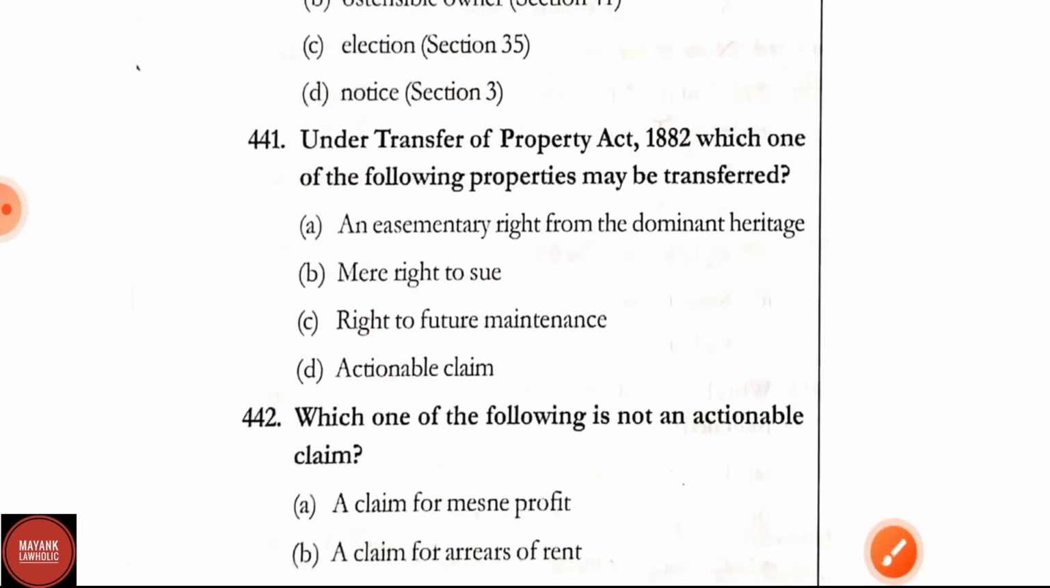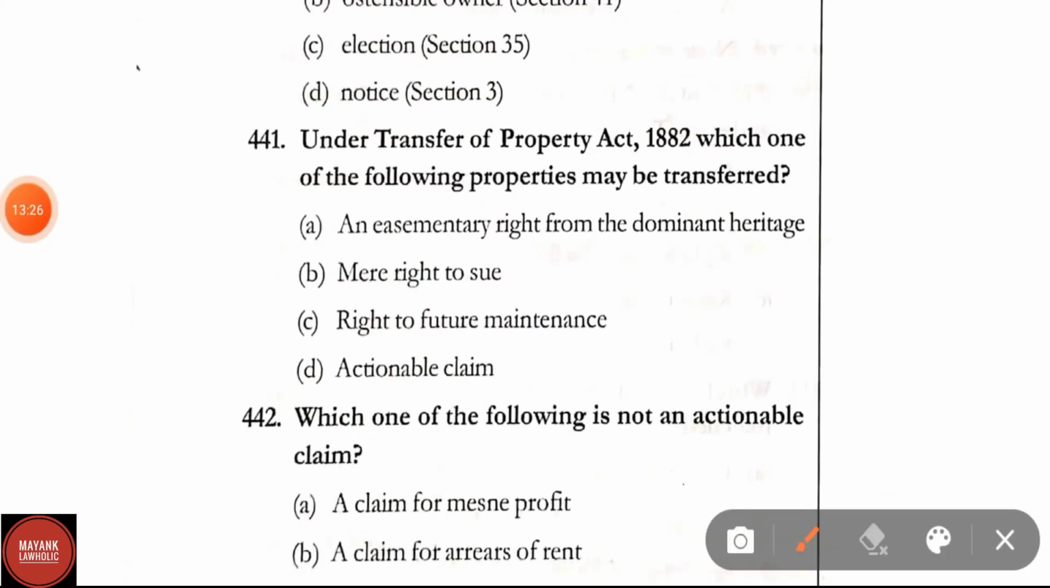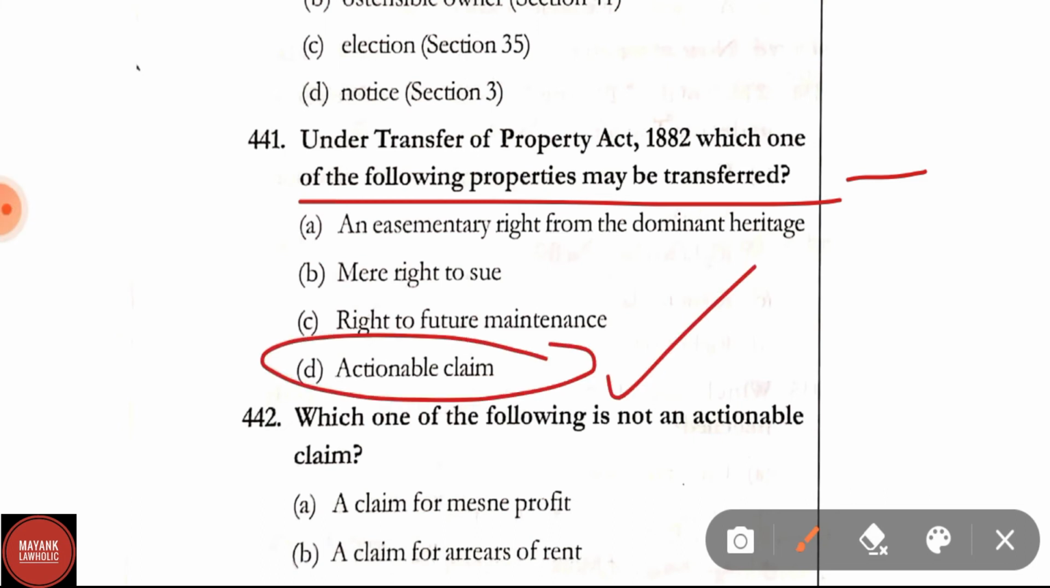Question number 441. Under the Transfer of Property Act, which one of the following properties may be transferred? Options are an easementary right from the dominant heritage, mere right to sue, right to future maintenance, actionable claim. Correct answer is option D, that is actionable claim.